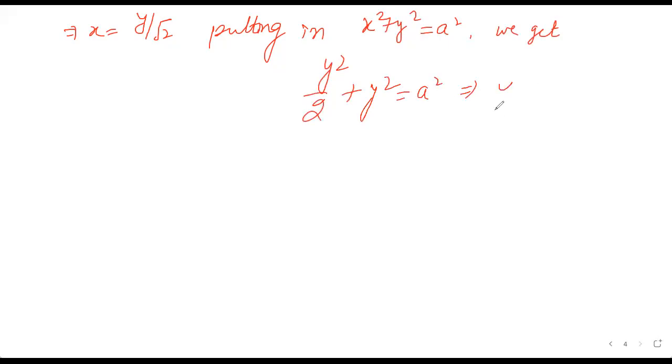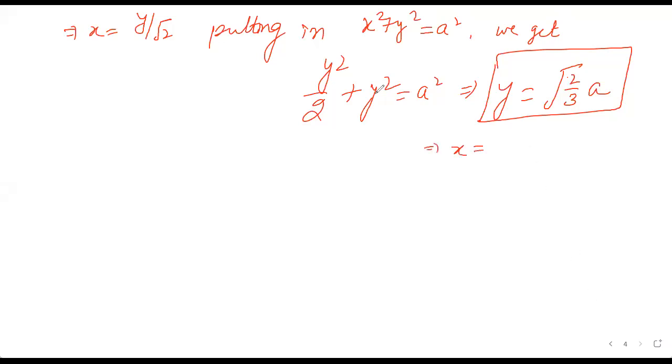So y is how much? Tell me, y is how much? Tell me, it is school level mathematics, 1 plus 1/2 is 3/2, so it is 2/3. So y is how much, y is root 2/3 a. Okay, y has come. This is your y, that is a point. So x is how much? X was how much? Y by root 2. So y by root 2 means 1 by root 3 a. Okay. So these are the points which will minimize the function.